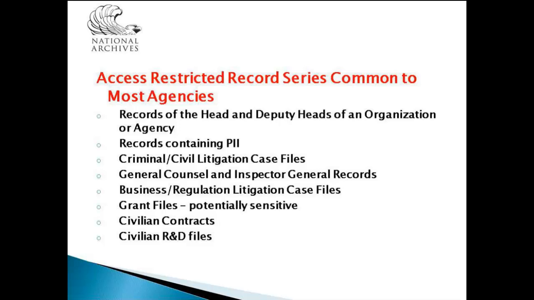Okay, so access restricted records common to most agencies. Typically, your records of the head and deputy heads of the organization or agency, any kind of records containing PII, personally identifiable information. That could be name and social, name and employee number, name and phone number, home addresses, criminal civil litigation case files, general counsel, inspector general records, any kind of business or regulatory litigation, confidential business information, grant files, civilian contracts, and civilian R&D files.